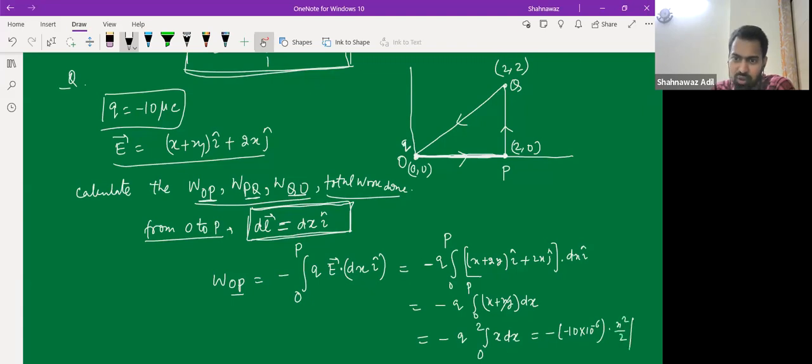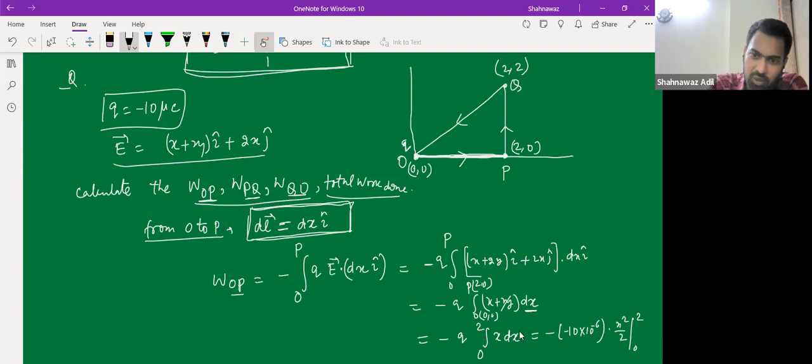Can you just explain how did we take 0 to 2? Yeah. So we are going from O to P, right? So O is 0, comma 0. P is what? P is 2, comma 0. Is that clear? Yes. So we are taking the integral with respect to dx. So we will take the limit of which part? X part only, right? So that is why 0 to 2. Understood?